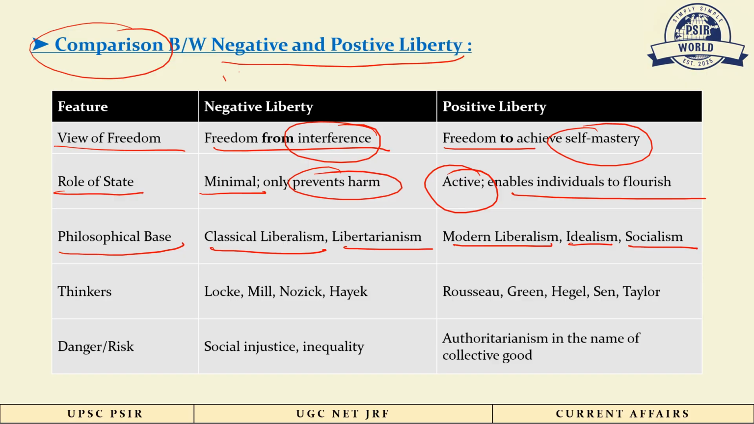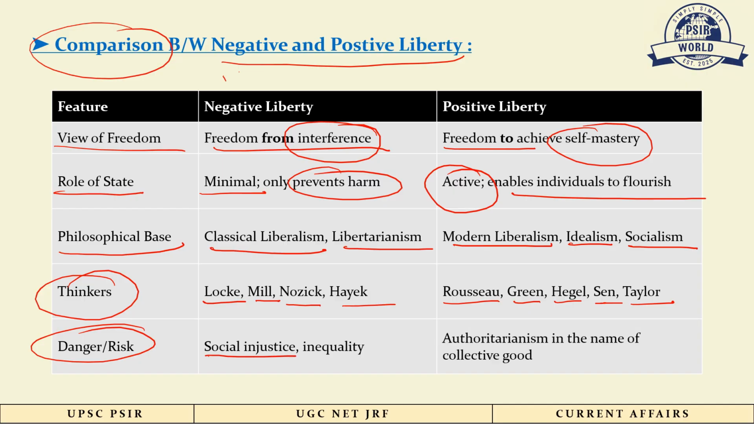The most popular thinkers of negative liberty are Locke, Mill, Nozick, Hayek, and others we have discussed before. And for positive liberty, Rousseau, Green, Hegel, Sen, and Taylor are the most popular thinkers. What is the danger or risk with negative liberty? It promotes social injustice and inequality. Whereas positive liberty can lead to authoritarianism in the name of the collective good.